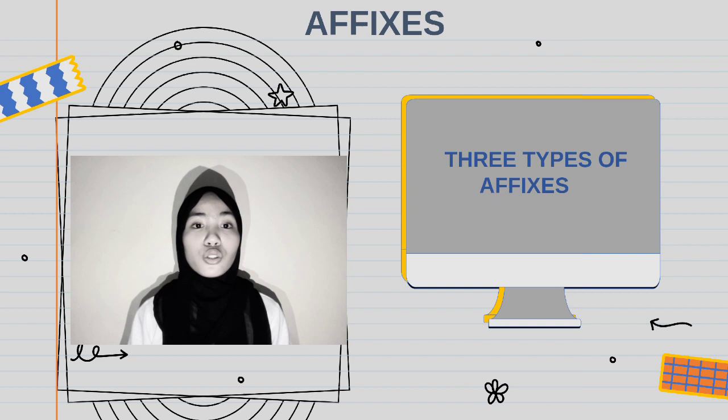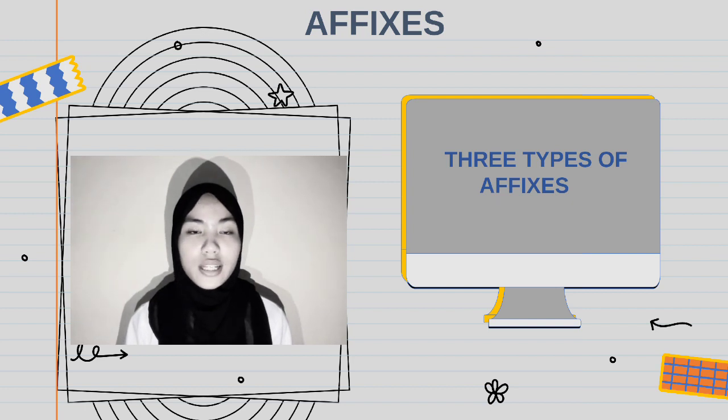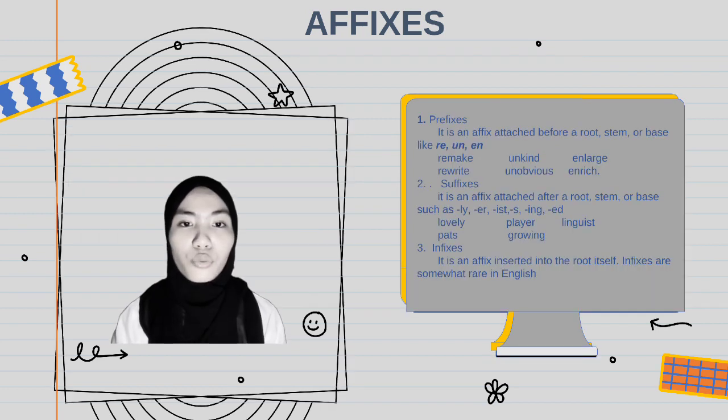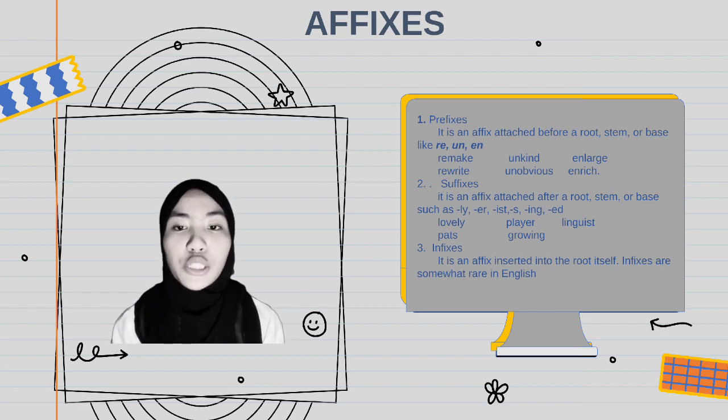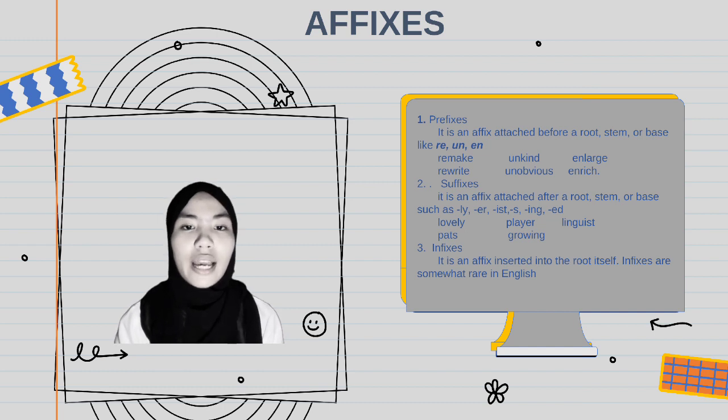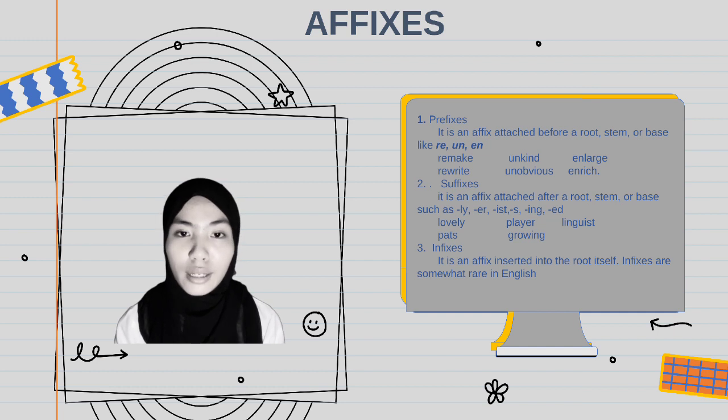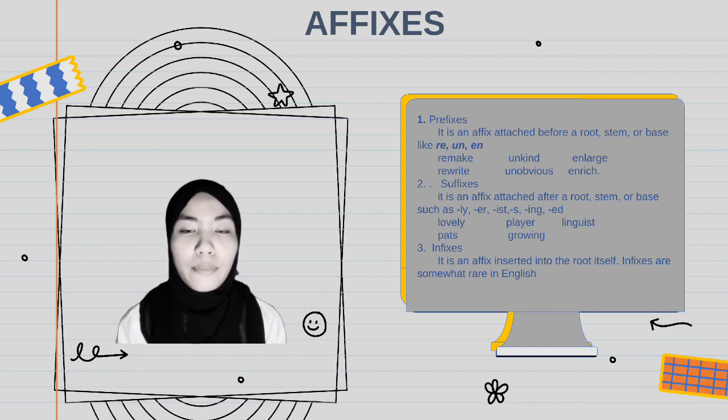So there are three types of affixes. One is prefixes. It is an affix attached before a root, stem, or base, like re, for example, remake, rewrite, un, for example, unkind, unfierce, and last is en, for example, enlarge and enrich.